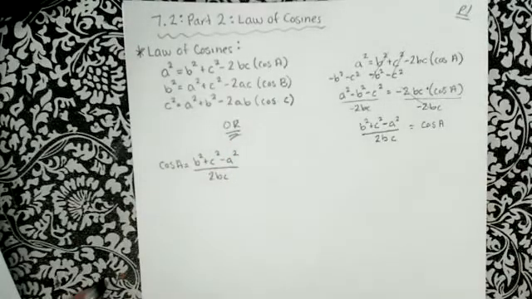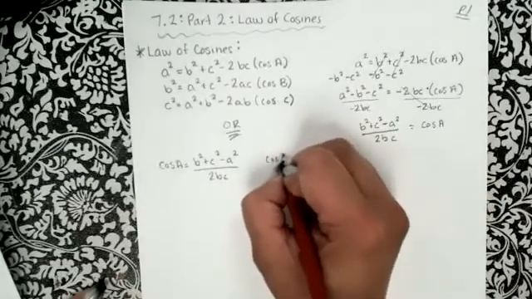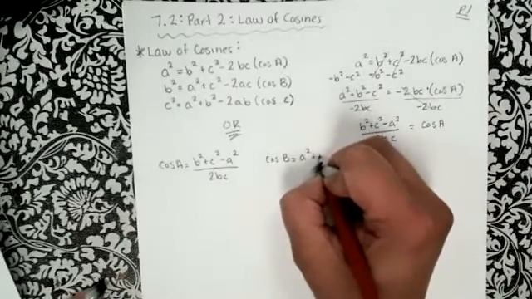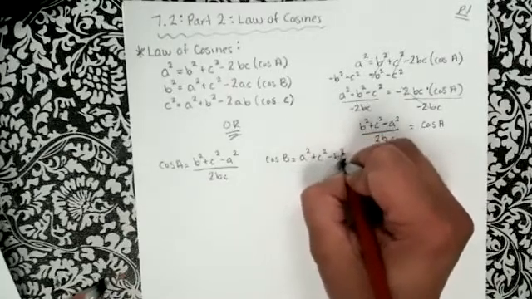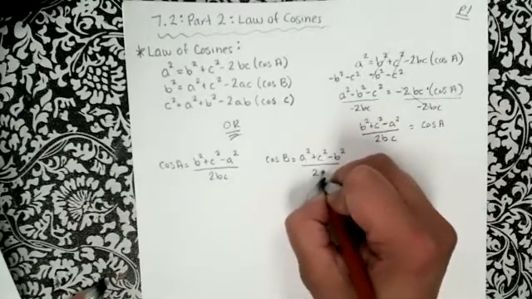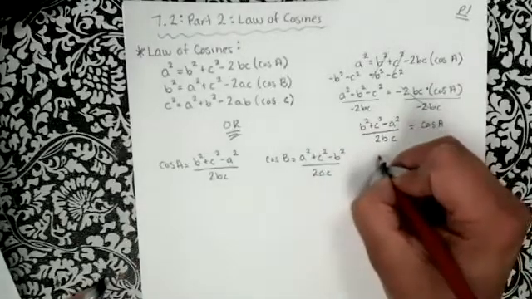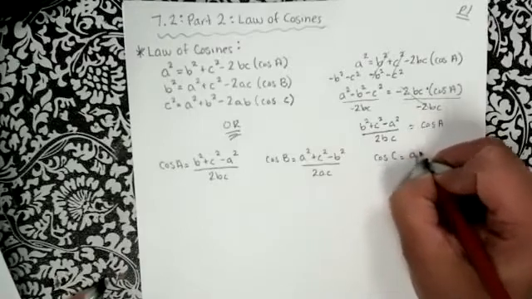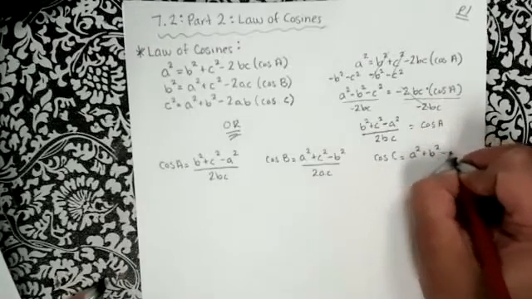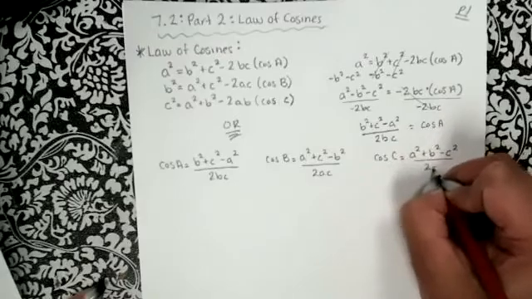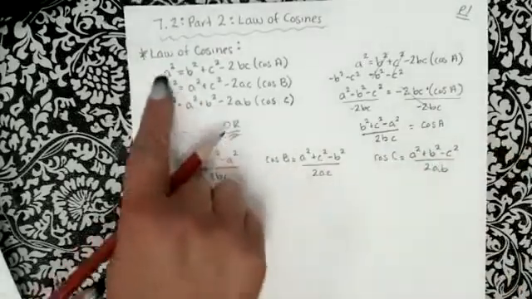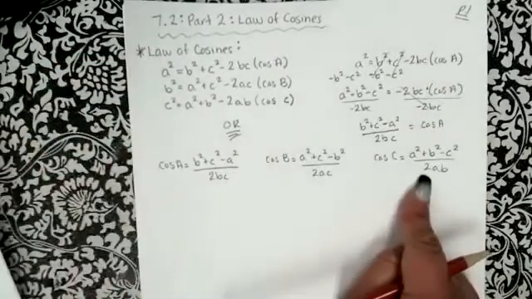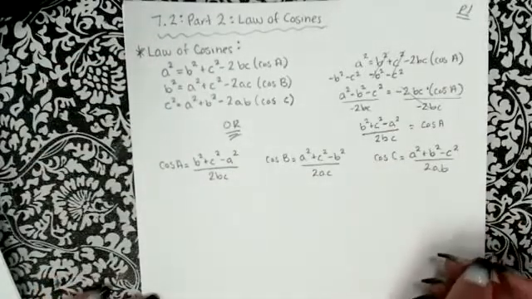Let's say they're asking for angle B. If they're asking for angle B, you have cosine B equals A squared plus C squared minus B squared over 2AC. And then the last one is if they're asking for angle C, cosine C is going to be A squared plus B squared minus C squared over 2AB. And these are derived from here. So either you're going to use these 3 equations or these 3 equations, depending on what the question is asking for.